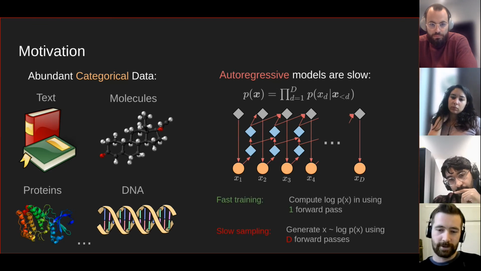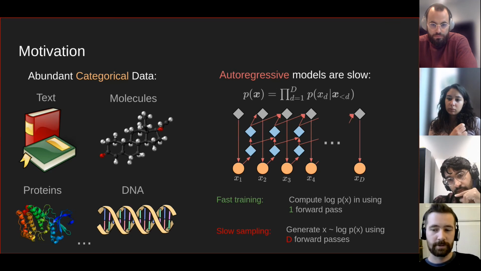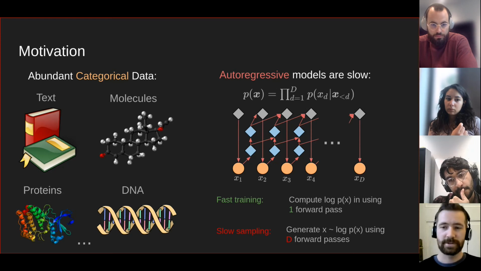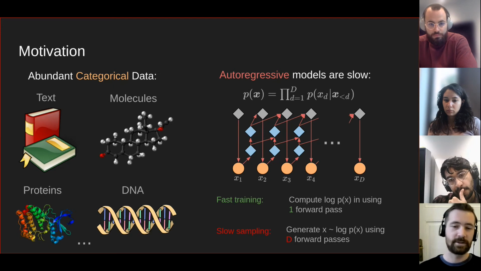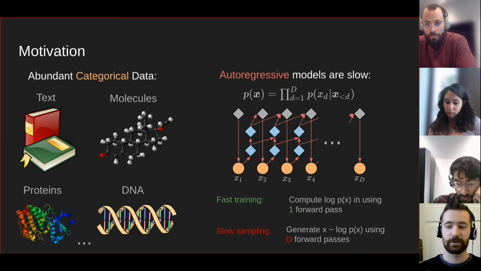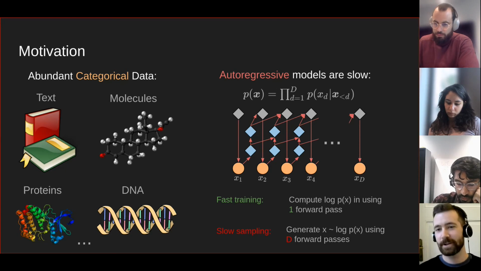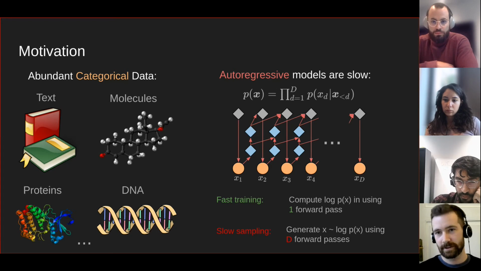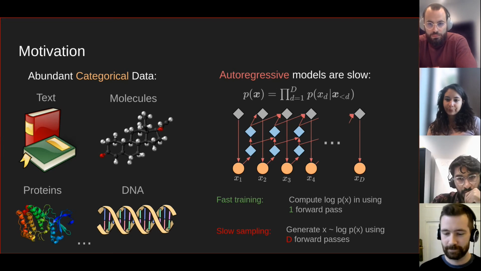While they do have fast training, so you can evaluate the log probability in one forward pass for your mini batch, which allows you to train quickly, they have slow sampling. When you want to generate new samples, it requires D forward passes when you have D variables. So in GPT, generating a sentence is very expensive, because for each subword you generate, you have to do one forward pass in the transformer model.